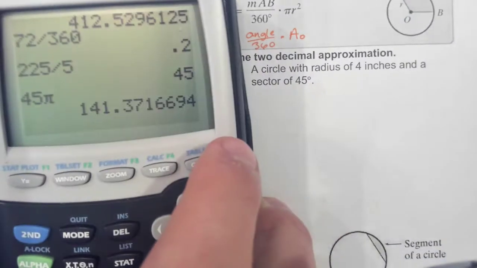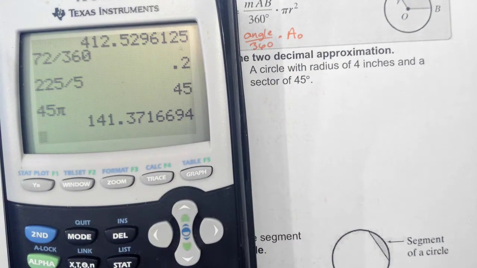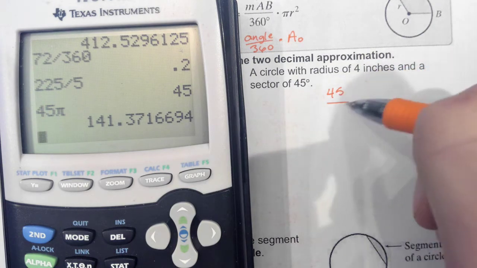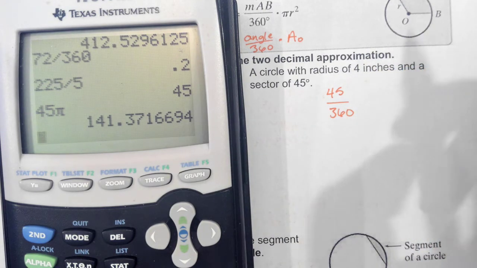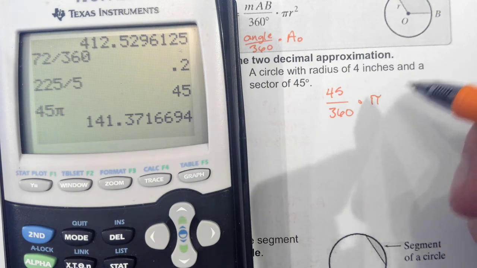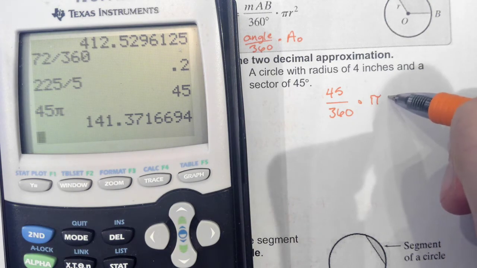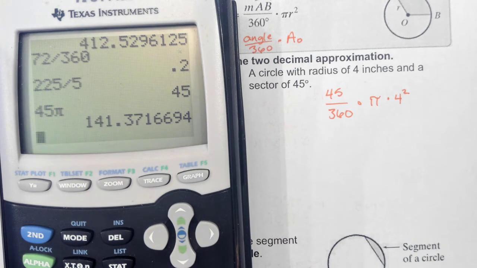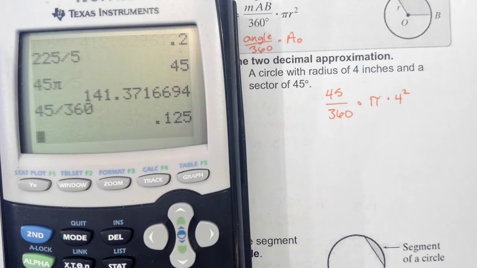All right, let's do this one. A circle with a radius of 4 inches and a sector of 45 degrees. So again, angle divided by 360 times pi times the radius squared. So times 4 squared. Okay, so if we look at 45 divided by 360, you might have wondered, why did I change that to a fraction?